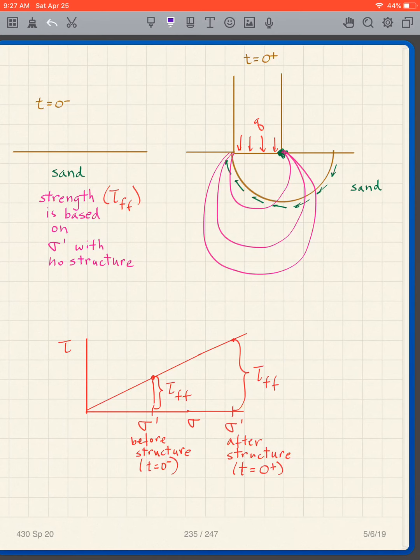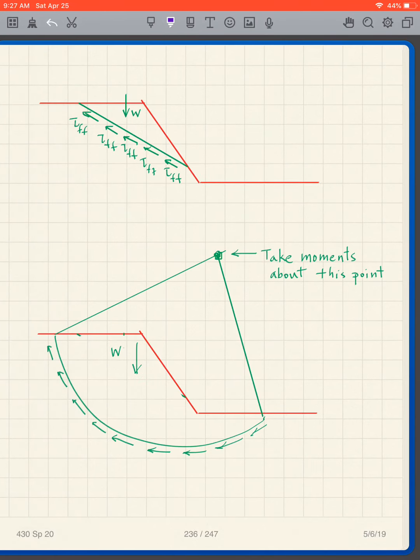Again, this is something we don't generally see in steel. It adds a little complication to this analysis. We have to take into account the changing of the soil strength along with the changing of the shear stresses. What other analyses do we do?